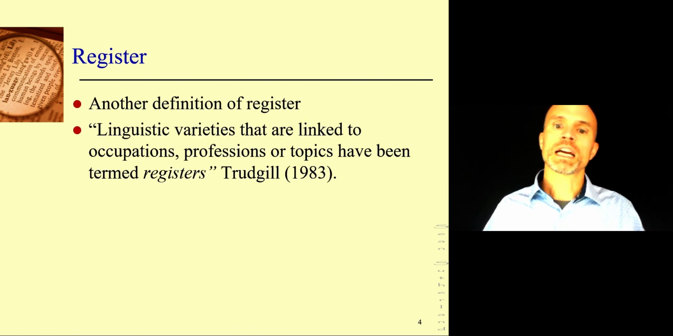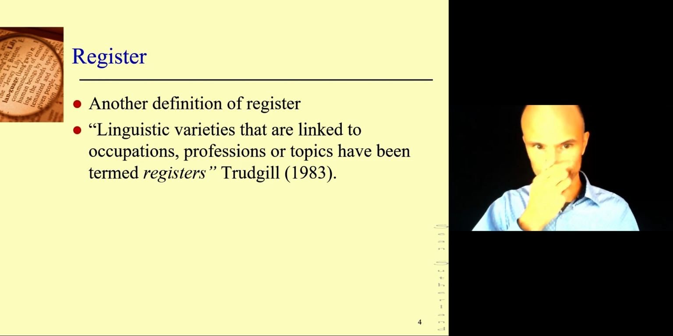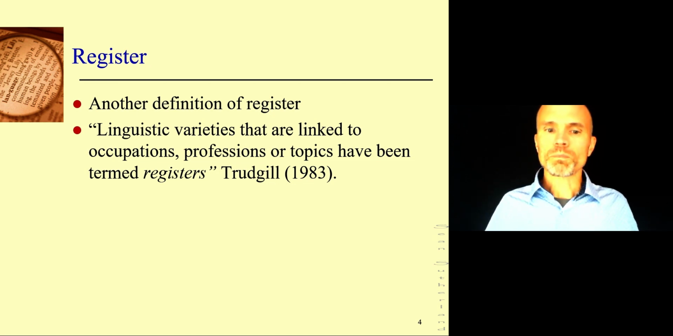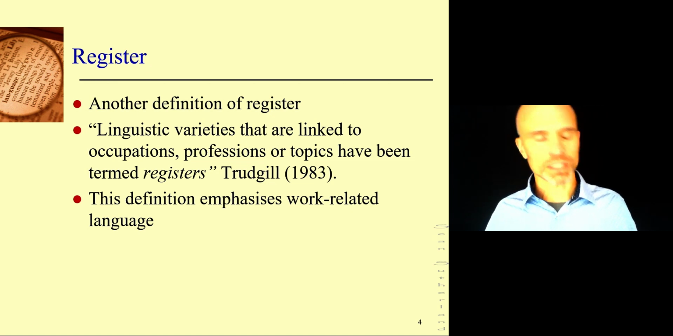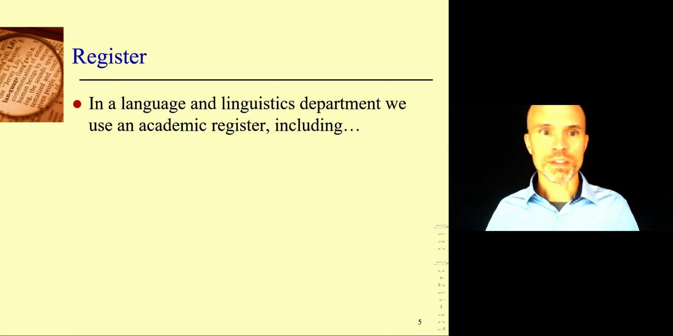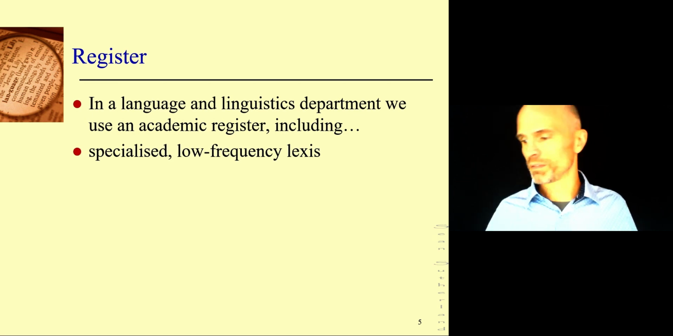Another definition of register that's earlier, but don't memorize this one. Don't focus on this one. People tend to focus on it, but it's not as useful, but it's very well known, so I want to talk about it here. Trudgill says linguistic varieties that are linked to occupations, professions, or topics have been termed registers. It makes sense, right? This emphasis on work-related language, that certain types of work have certain types of language that go with them, and so in academics, here I wrote language and linguistics, but really academics generally, you expect certain types of language, right?